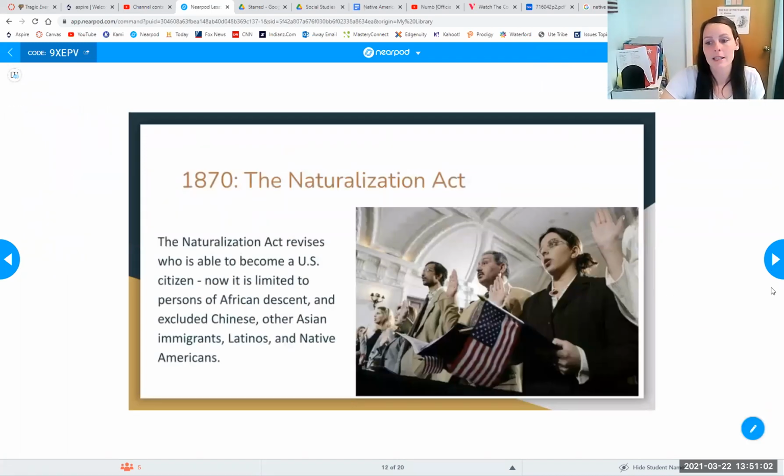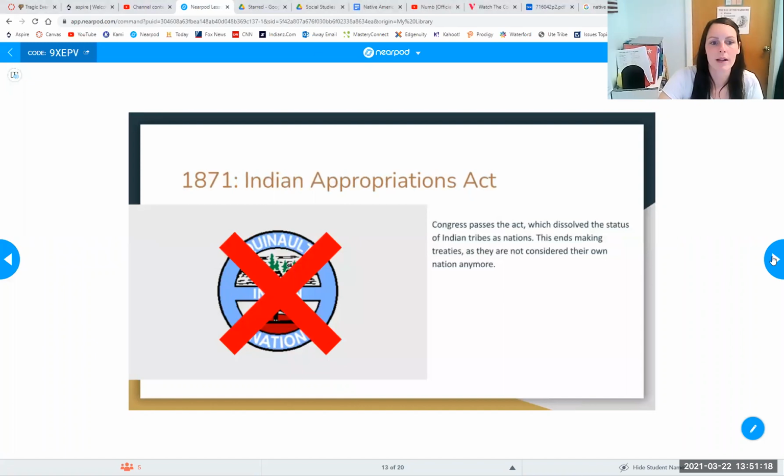Then we have something called the Naturalization Act come into play. This basically changes who is allowed to be a citizen. This allows for Blacks to be citizens too, but nobody else, including Native Americans. So they're still not allowed to be citizens in 1870. Let's move on to the next one.